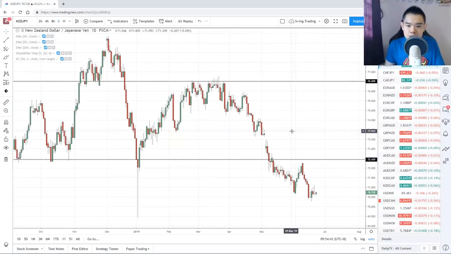Okay, so this is New Zealand yen, and again, a setup that I want to share with you and a very important concept, which is talking about setting your stops.